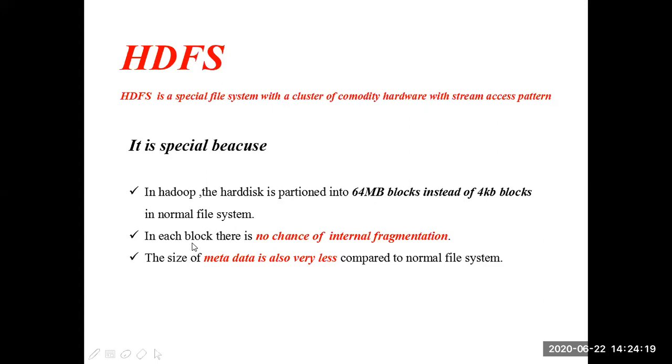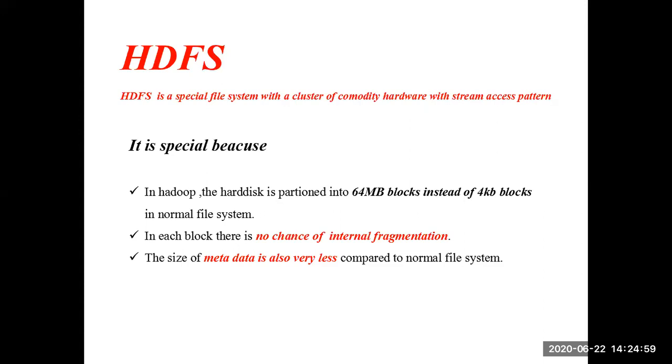The second point is, in case of a Hadoop block, there is no chance of internal fragmentation. Internal fragmentation means a free space remaining in the block after storing the file gets wasted. In Hadoop, that free space will not be wasted. For example, the block size is 64 MB. If you have a file of 60 MB, you store it in a single block. After storing it, 4 MB of space remains. That 4 MB will not be wasted in Hadoop; another file can use it.